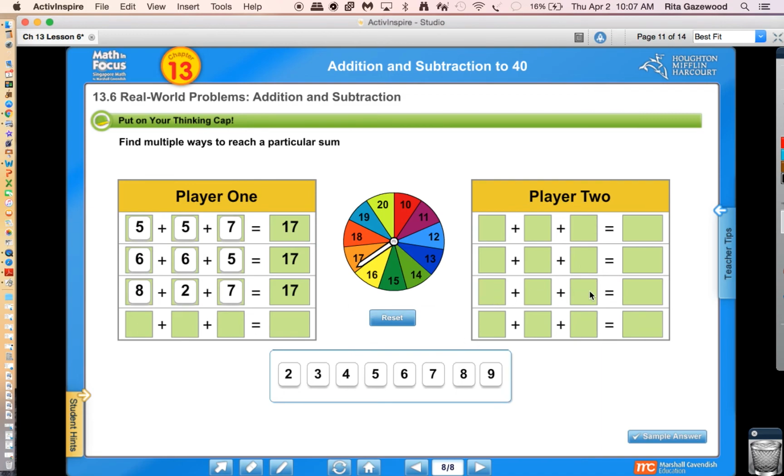What strategy are you using this time? Did you use a doubles fact? Or did you use a make 10?